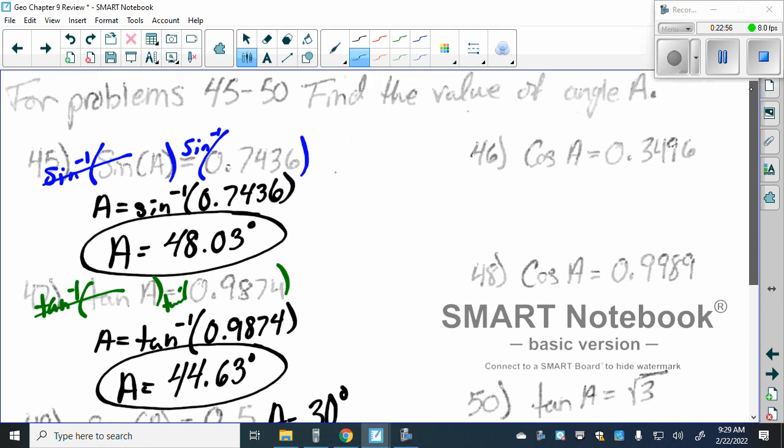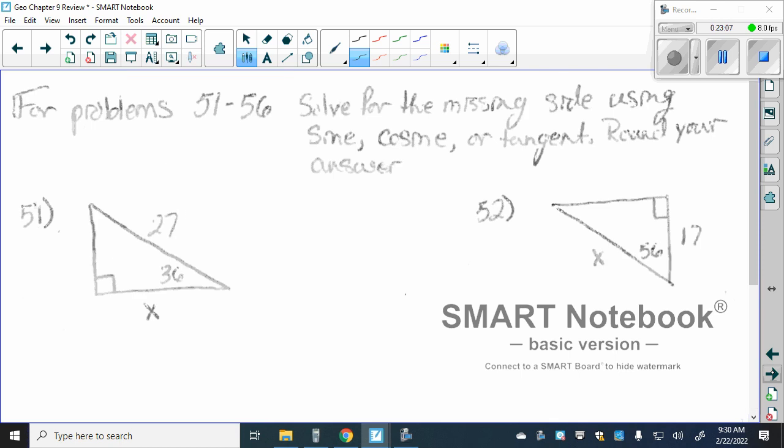Any other questions on 45 through 50? 45 through 50 is just typing it in, but instead of as it looks, we have to use the inverse for the other side. If there are no other questions on those, we'll look at 51 through 56, and we're actually almost done.